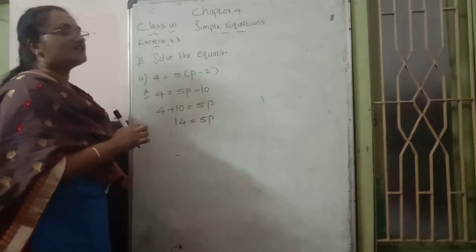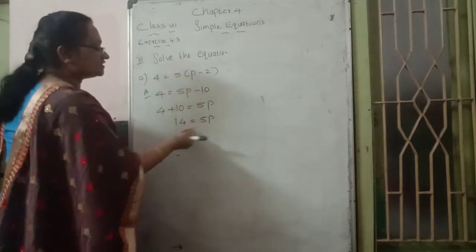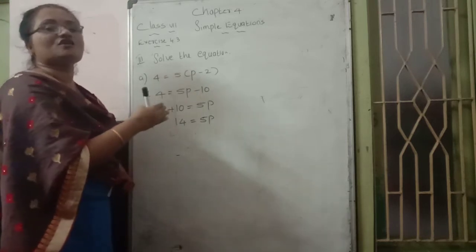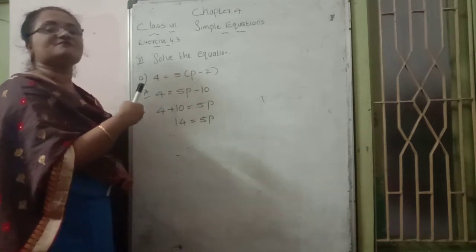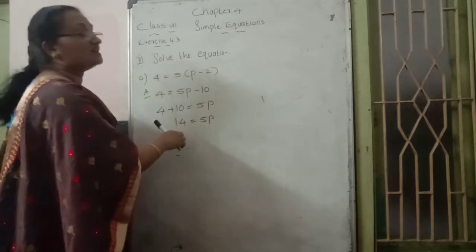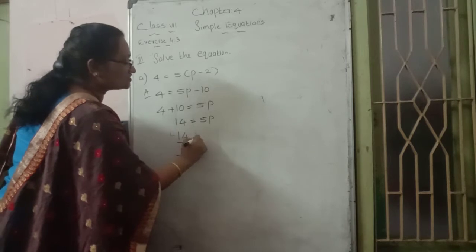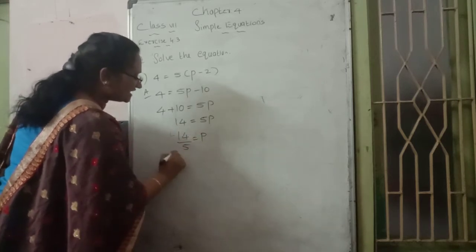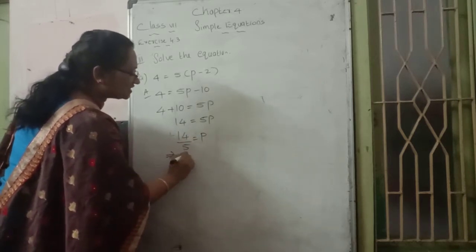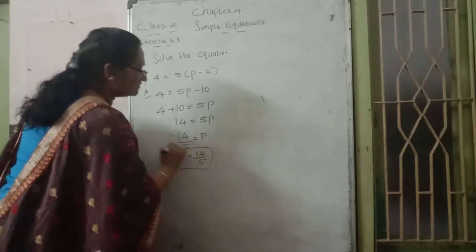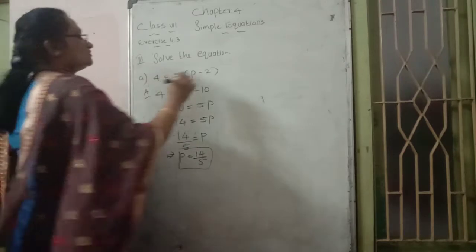Not possible. That's why we send 5 to the right side. The numerator 5, that means coefficient 5, goes to the opposite side and comes to be the denominator. So the answer becomes 14 by 5 is equal to p. Clearly writing, the p value is 14 by 5. I hope you can understand this one.